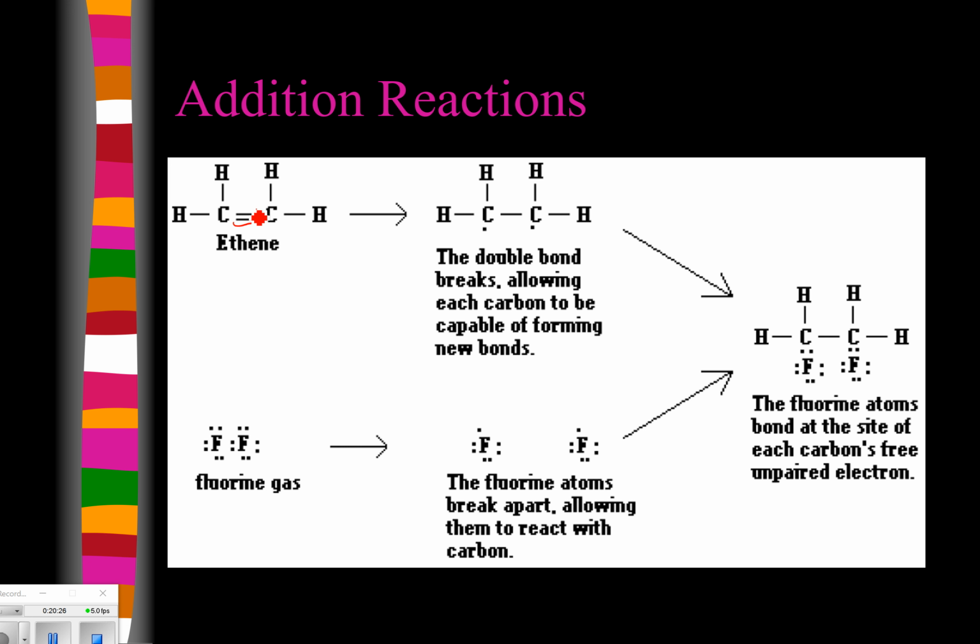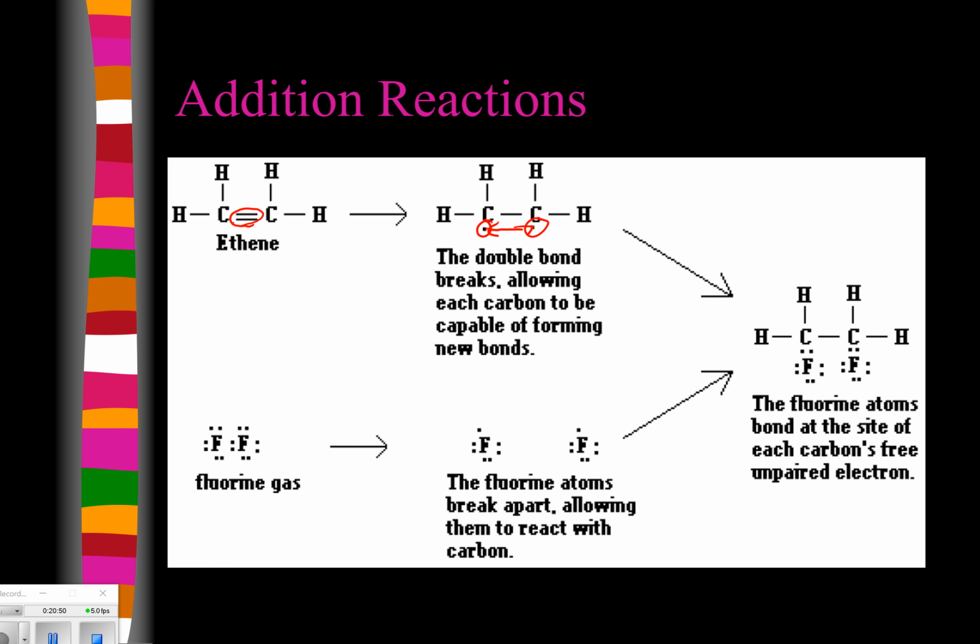We have 4 electrons being shared here between these 2 carbons in ethene. And if we break one of those bonds, what we're left with is 2 unpaired electrons, which were just connected to each other, but we broke that bond, and it leaves 2 open sites to allow something to be added.